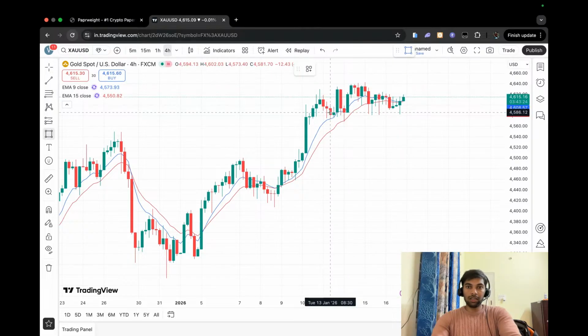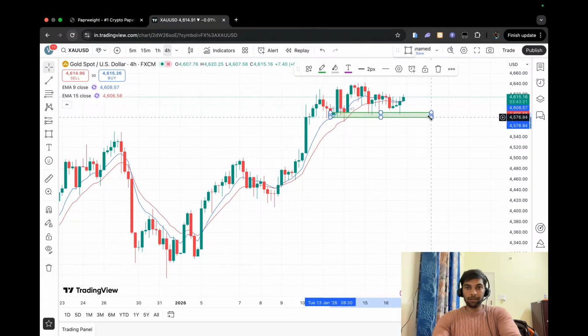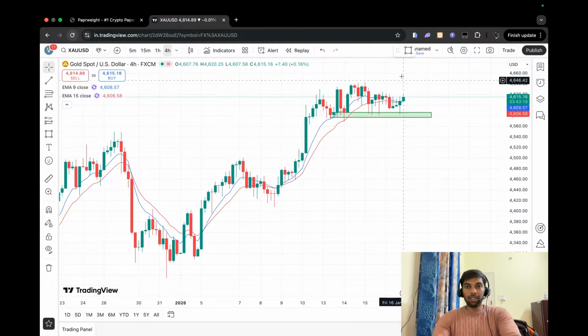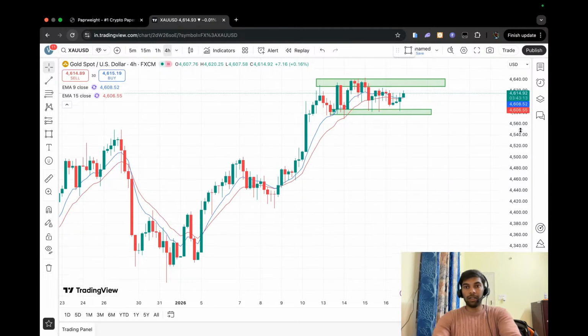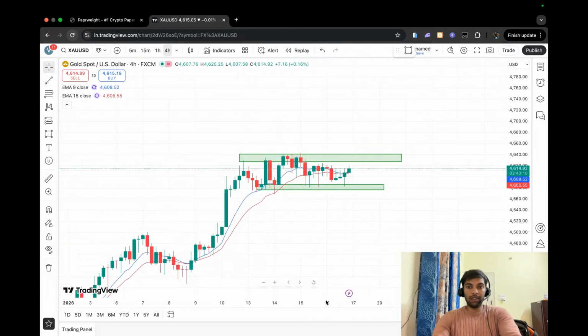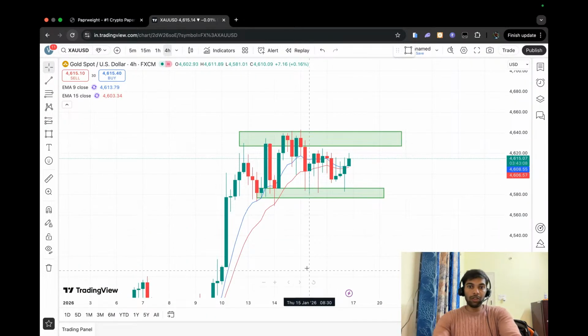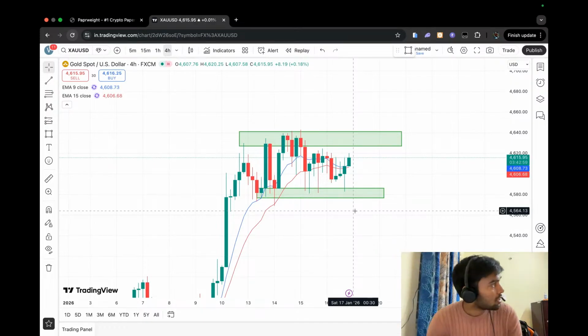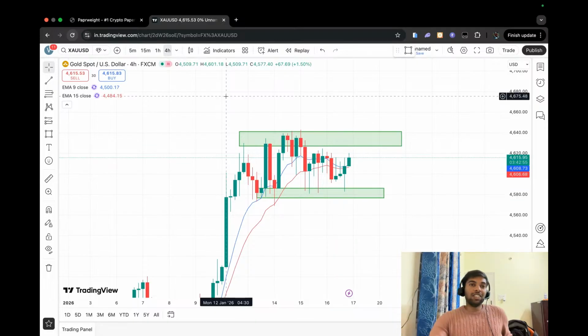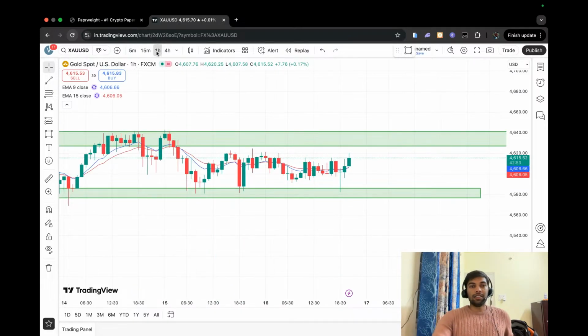Although this is a buying zone in the 4 hour interval, the market is very choppy, very choppy. This is the selling zone as well. So the market is stuck in the consolidation phase, and we should avoid trading at the 4 hour interval. If you are a positional trader, then you should avoid trading. If you are an option seller, guys, then you can just sell the options and take advantage of the premium.